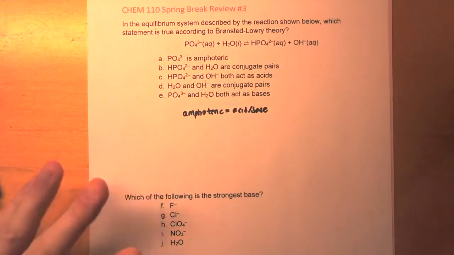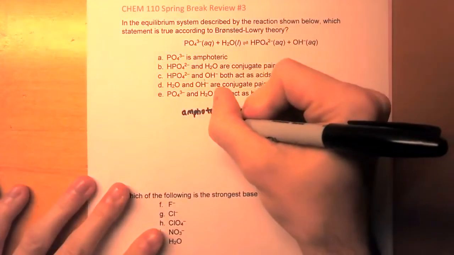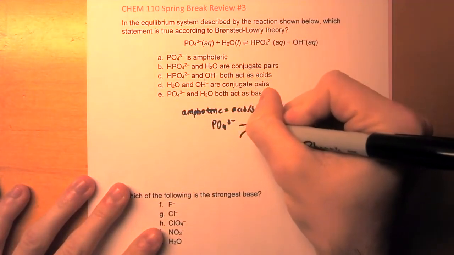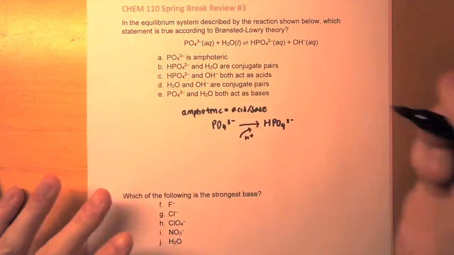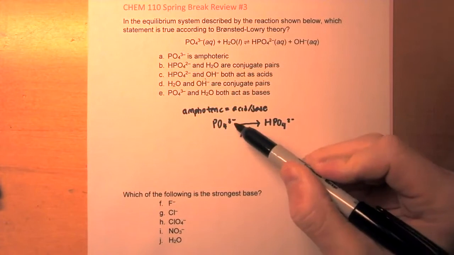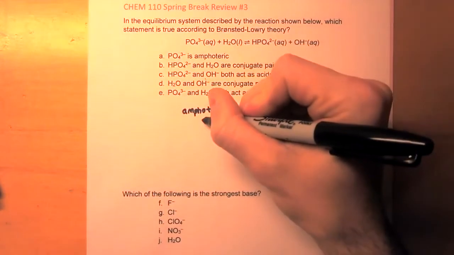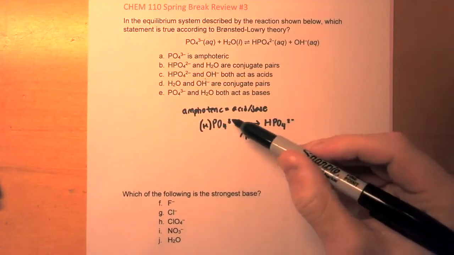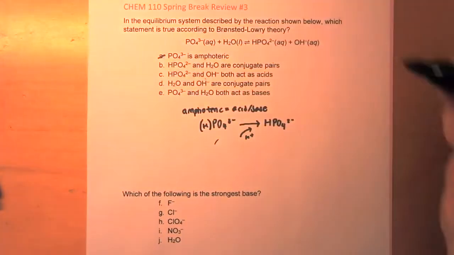So if we have an amphoteric molecule, it has to be able to donate a proton and be able to receive a proton. If we have PO4 3-, if we add an H+, it becomes HPO4 2-. So that can receive a proton, but can PO4 3- phosphate donate a proton? No, it cannot, because there's no H right here. We need some sort of hydrogen or some sort of proton in the front, anywhere in the molecule, to be able to donate. In this case, we don't, so PO4 3- is not amphoteric.